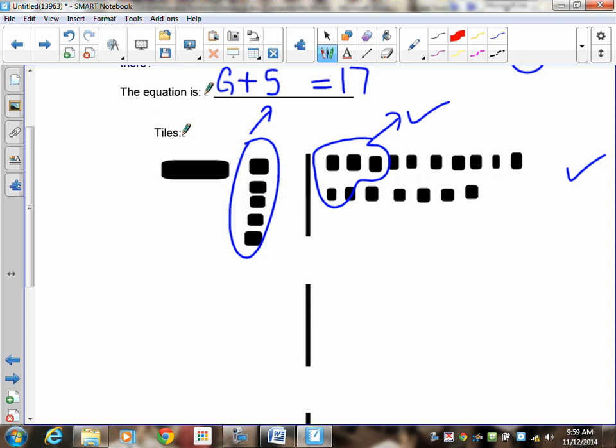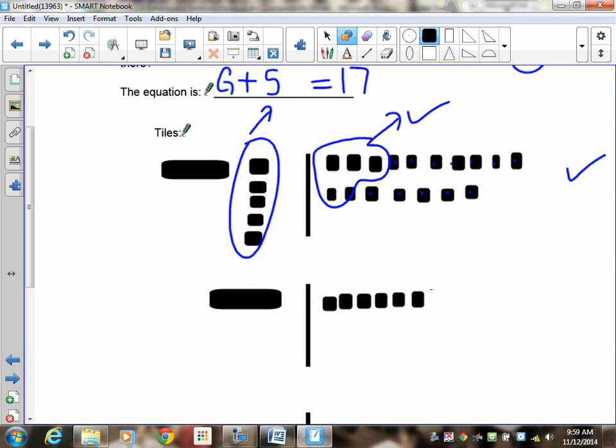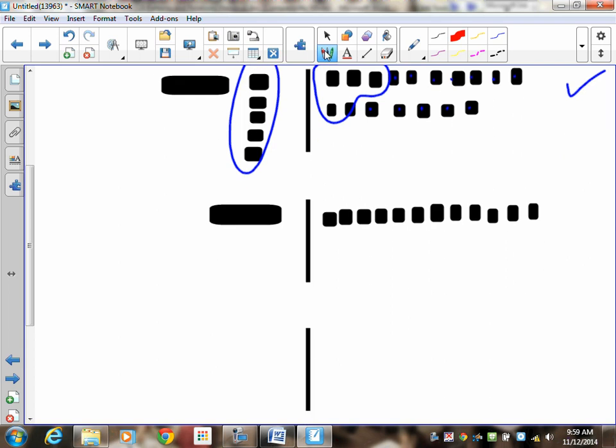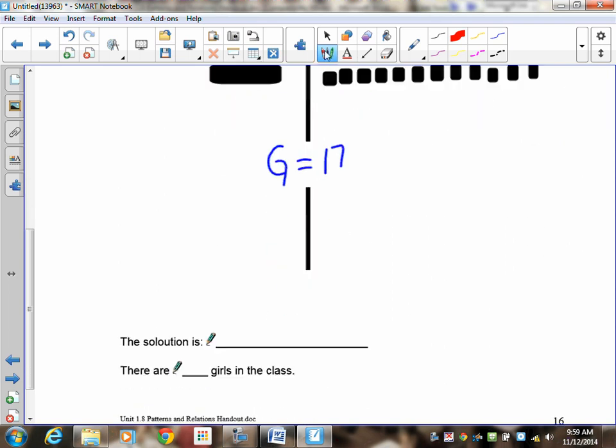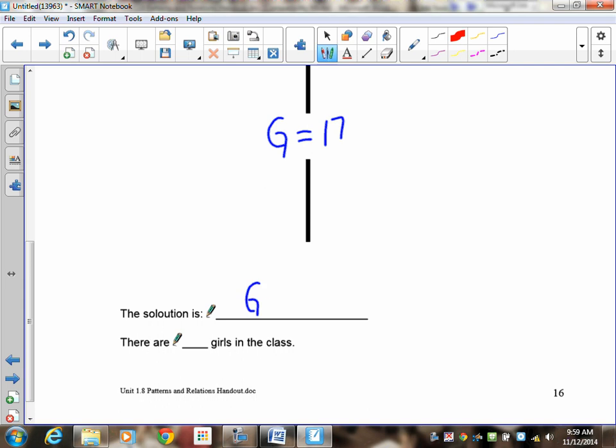Now redraw it. Here's my variable representing the girls. And if you take a look here, I've got 1, 2, 3, 4, 5, 6, 7, 8, 9, 10, 11, 12 boys. So I know, in this case, I think I said boys. This should be girls. All right, I've taken the boys. The 5 boys are taken away, leaving me with 17 girls. So in this case, the G is equal to 17. So the solution is, I guess I can put it down here too.